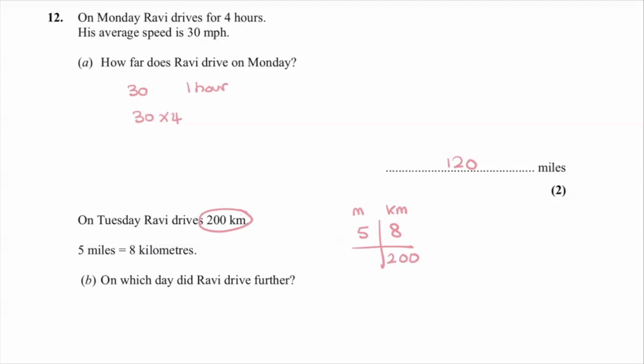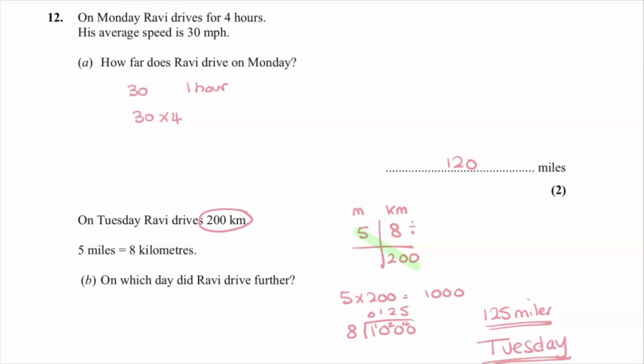Then we multiply across and divide by the trap number. So 5 times 200 is 1,000. And 1,000 divided by 8. So 8 into 1 doesn't go. 8 into 10 goes 1, remainder 2. 8 into 20 goes 2, remainder 4. And 8 into 40 goes 5 exactly. So it's 125 miles on our Tuesday, which means Tuesday, that's the answer, was further.